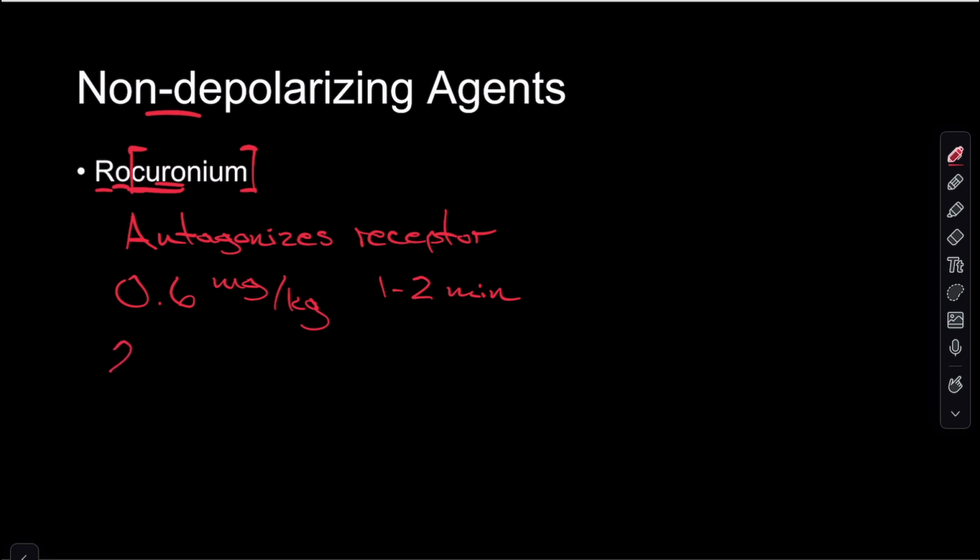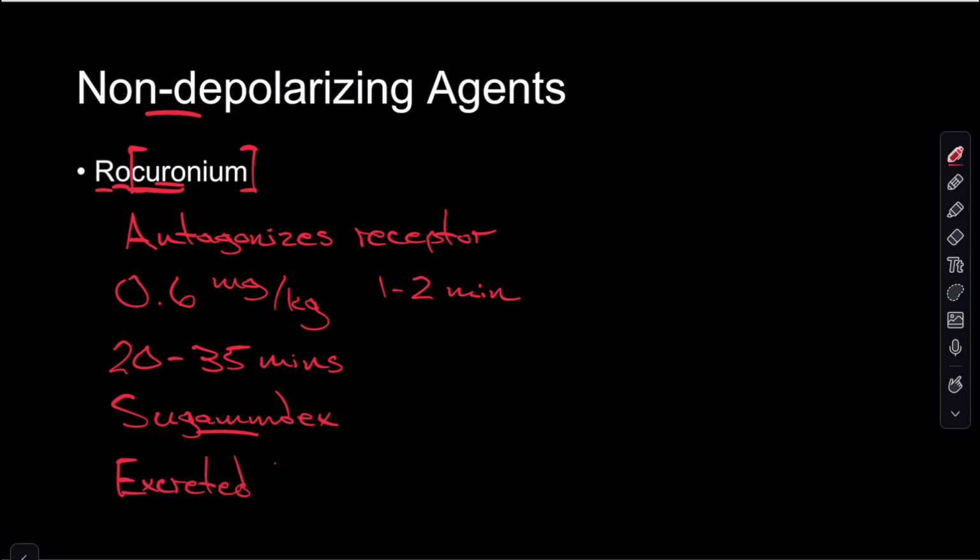It lasts longer, so has a duration of about 20 to 35 minutes. Rocuronium can be reversed with sugammadex. So once you get to the end of a surgery, if your patient is still paralyzed, maybe you do train of 4 monitoring, and if they're still paralyzed, then you could give sugammadex to reverse that. And then rocuronium is excreted mostly via the bile, but about 30% can be excreted renally.